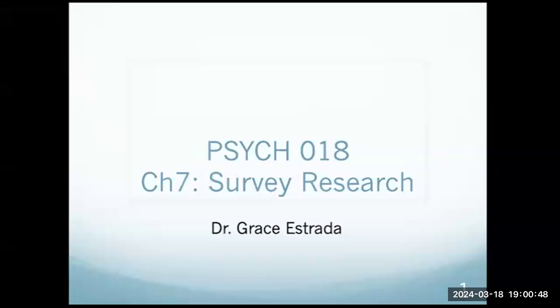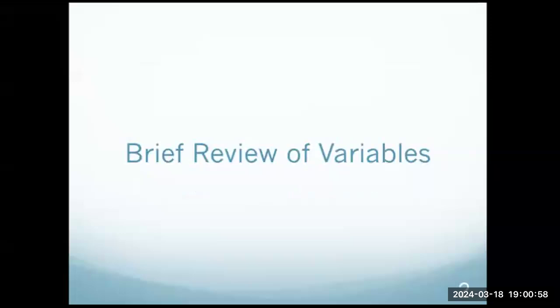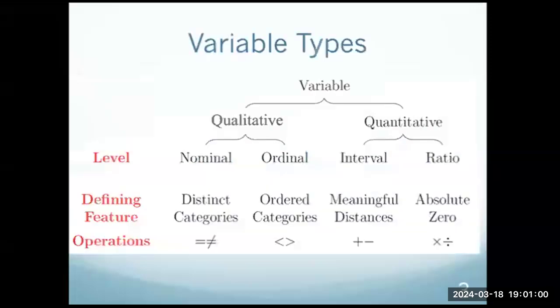This is Dr. Grace Estrada, and today we are covering Chapter 7, Survey Research in Psych 18 Research Methods. Okay, so before we get started, I do want to recap the whole idea of variables. Remember that we have 4 variable types, often called scales of measure. They are nominal, ordinal, interval, and ratio.